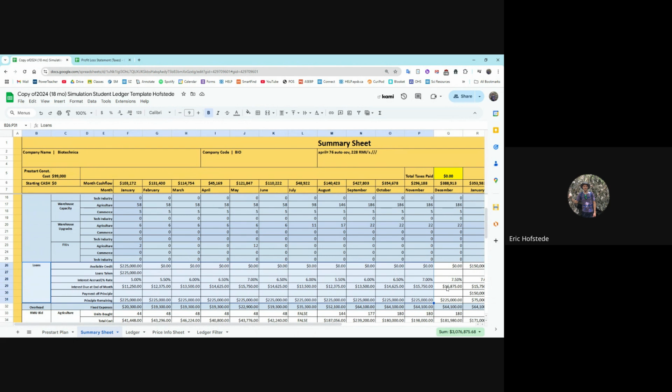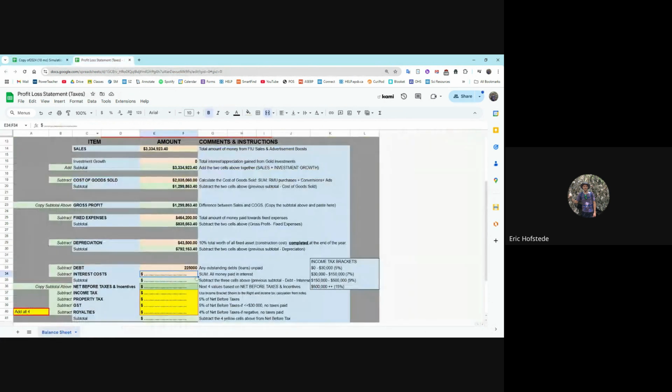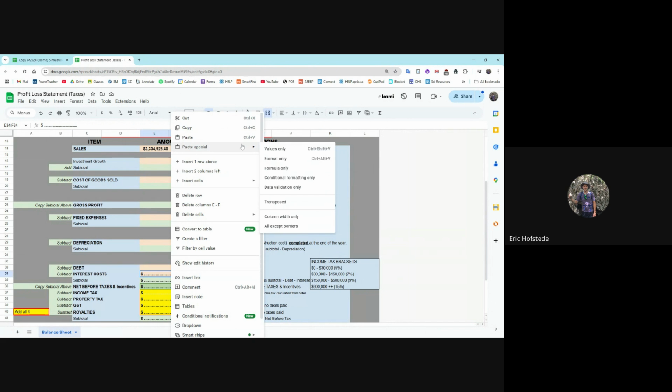Then interest costs. That's also the same section of the loans on the summary sheet. I'm looking at all the interest that I've paid from January to December, adding it all together. That's 168,000, which I'm going to copy over into the interest cost section.